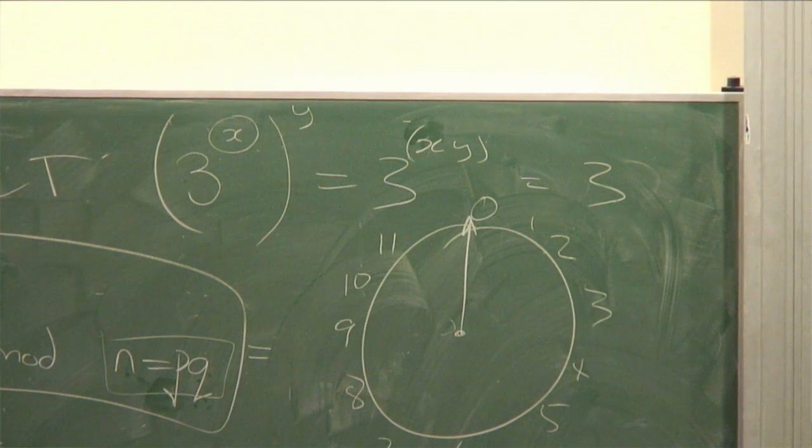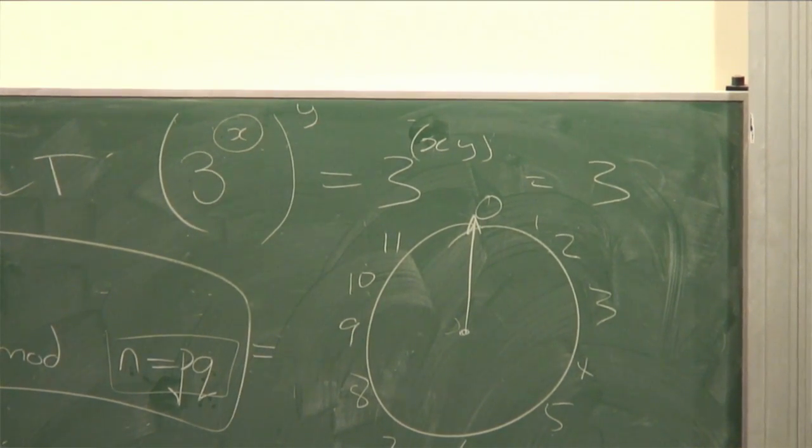So y equals 1 over x. Y is 1 on x, but what does 1 on x mean in clock arithmetic?